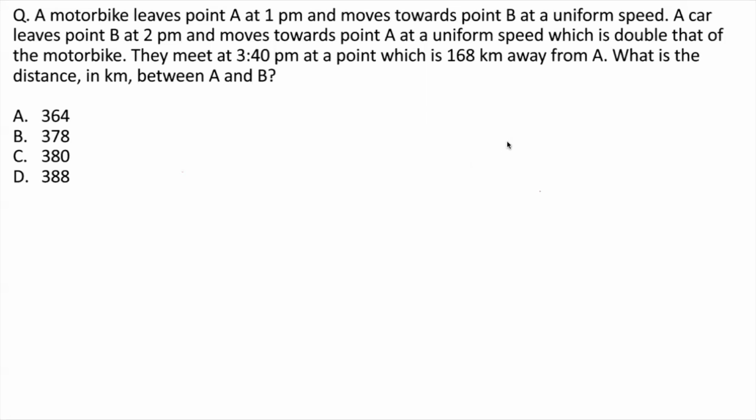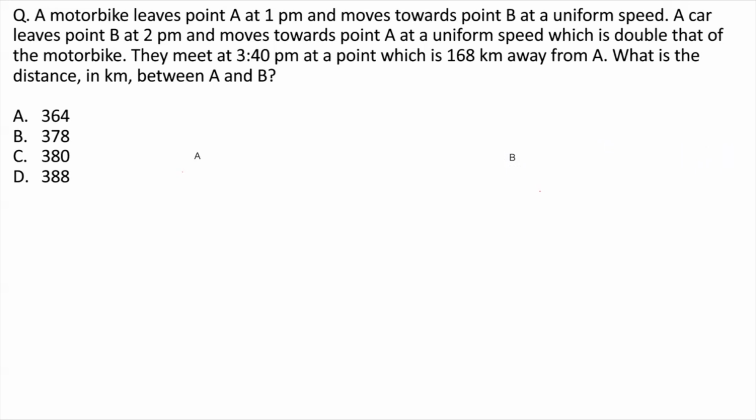So a motorbike leaves point A at 1 p.m. and moves towards point B at a uniform speed. So let this be our point A and let this be our point B. A car leaves point B at 2 p.m. and moves towards point A at a uniform speed, which is double that of the motorbike. They meet at 3:40 p.m. at a point which is 168 kilometers away from A. What is the distance in kilometers between A and B?